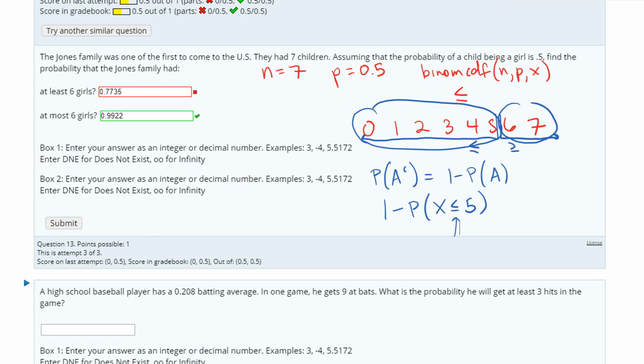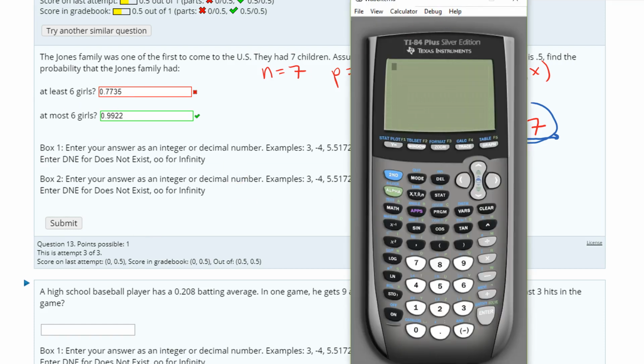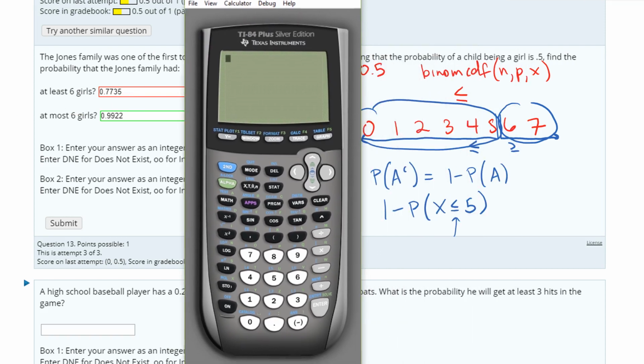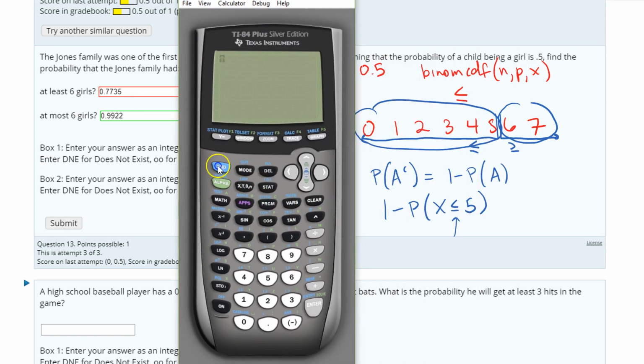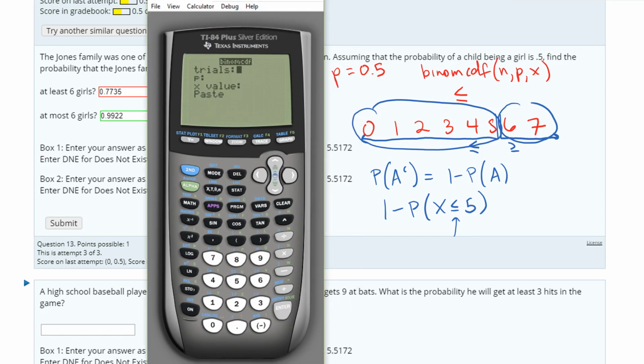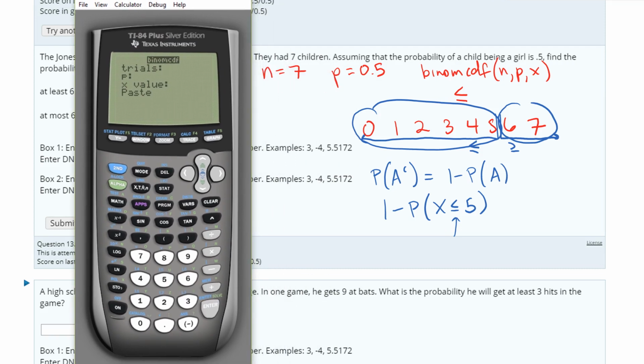So seeing this in our calculator, I have an 84 here, not an 83, but it's pretty similar. What we'll do is go to our distributions, second distributions, binomial CDF. For mine, it asked me to type it in, but yours, you'll have to know the order. So it's always n first, and then p, which is 0.5. And again, what we are finding the probability of is not 6 or more, but 5 or less.